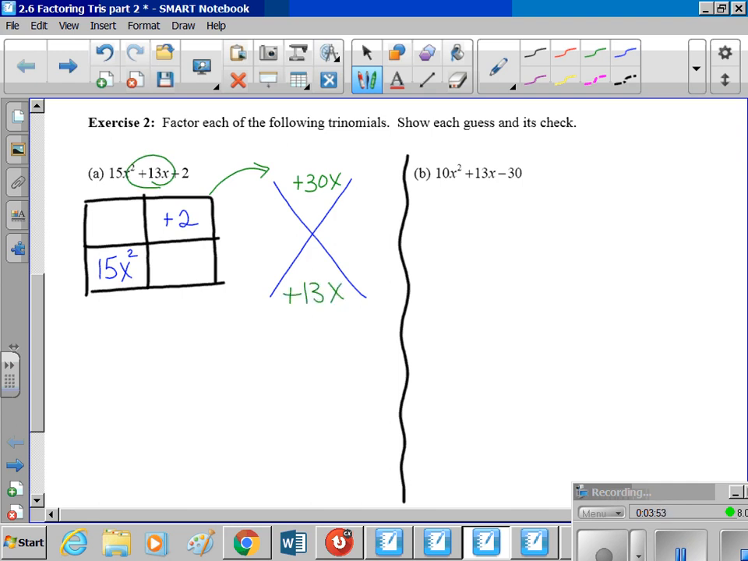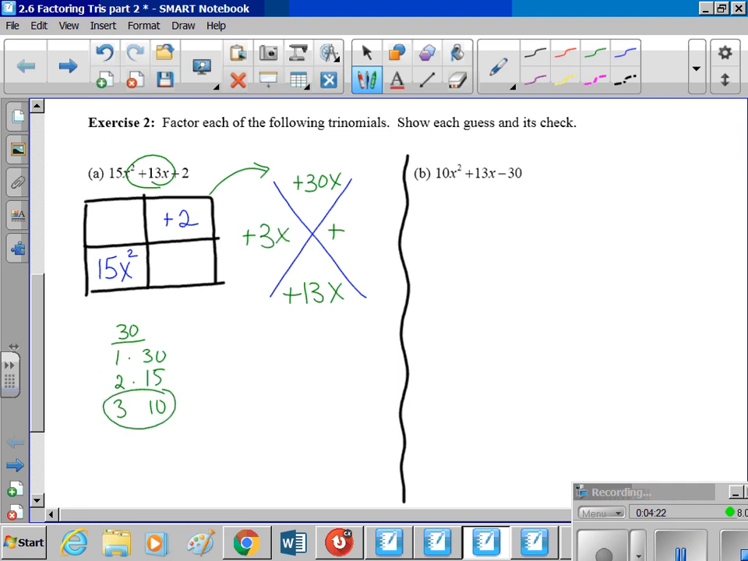Now, the nice thing about this is that they're all positive, so I know my signs are also going to be positive. Signs are the same. I know they're going to be adding to get to the 13. So let's think about some of those factors of 30. And as we do it, we think about which numbers are going to add to give me 13. So 1 times 30, nope. 2 times 15, nope. 3 times 10, yep.